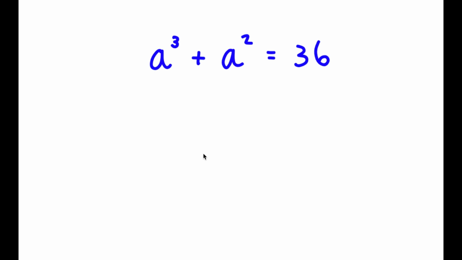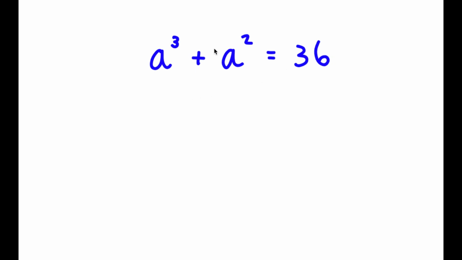Alright, so in this problem, I have a to the power of 3 plus a squared equals 36. So to actually find all solutions to this problem, I need to first start by finding one solution. So to do that, I'm just going to plug in some numbers and see if they work. So let's try 1. If we plug in 1, we get 2 is equal to 36, which is wrong.